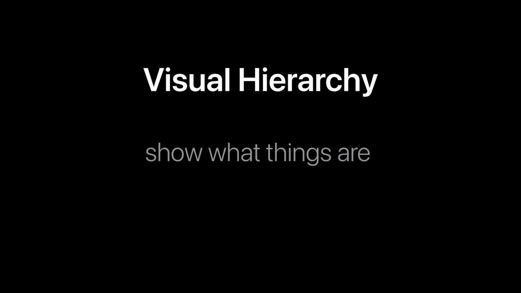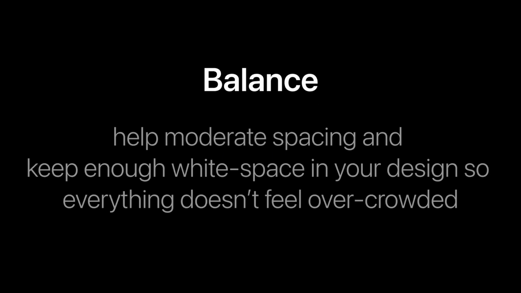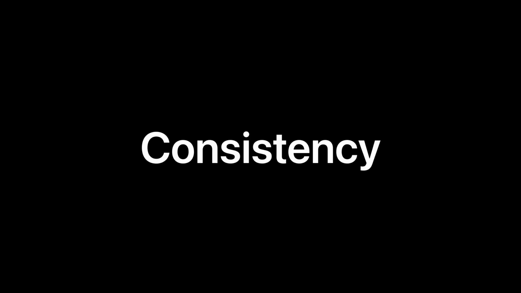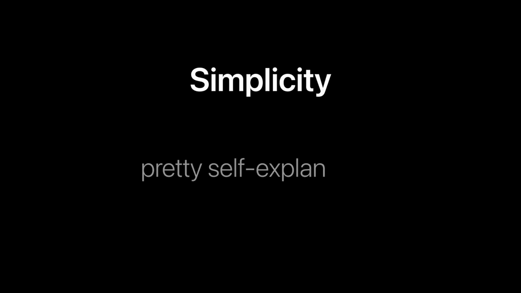Visual hierarchy to show what things are the most and least important. Contrast to help distinguish elements from each other and make things readable. Balance to help moderate spacing and keep enough white space in your design so everything doesn't feel overcrowded. Consistency so your users know exactly what to expect. Simplicity, which is pretty self-explanatory.